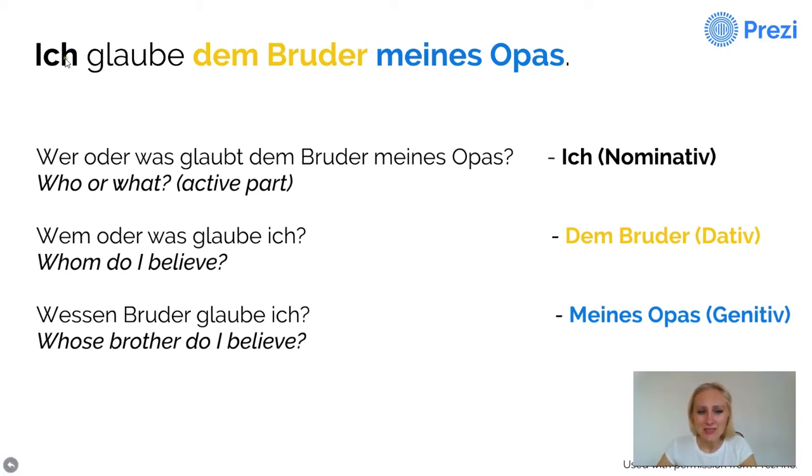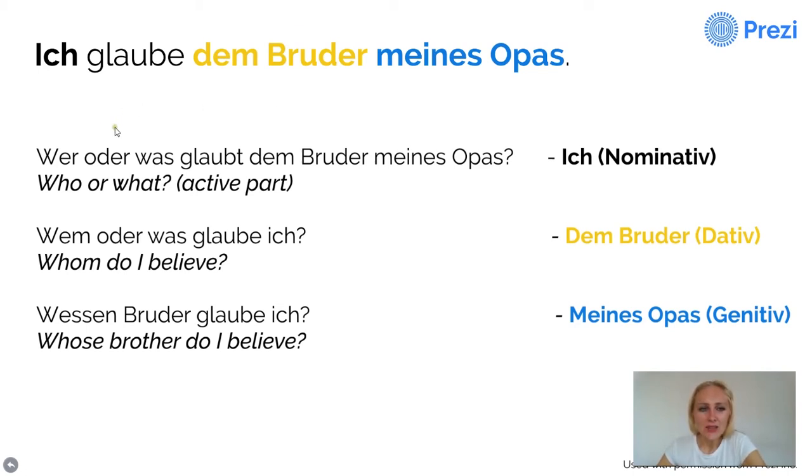The sentence here is, ich glaube dem Bruder meines Opas. So you see the S here at the end, and here also another S, so it is already visible that we are using the genitive here. Ich glaube dem Bruder meines Opas, it means I believe my grandfather's brother. In German we say the brother of my grandfather. This is how we use the genitive in German.